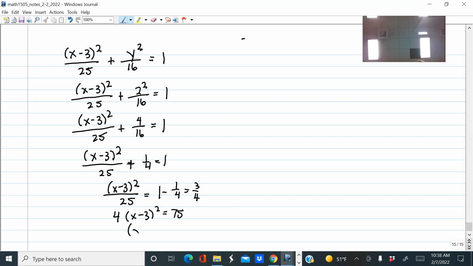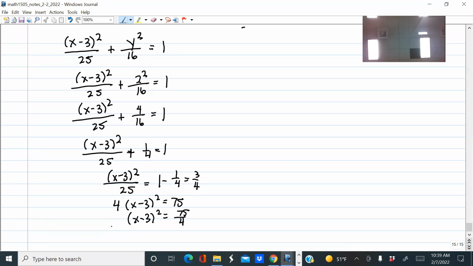And now divide both sides by 4. So you get (x minus 3) squared is 75 over 4. And now how do you proceed there? What did we do before at this point? I know this squared is equal to 75 over 4. So how do I get rid of the square? Yeah, take the square root of both sides, right? That's what we did before.